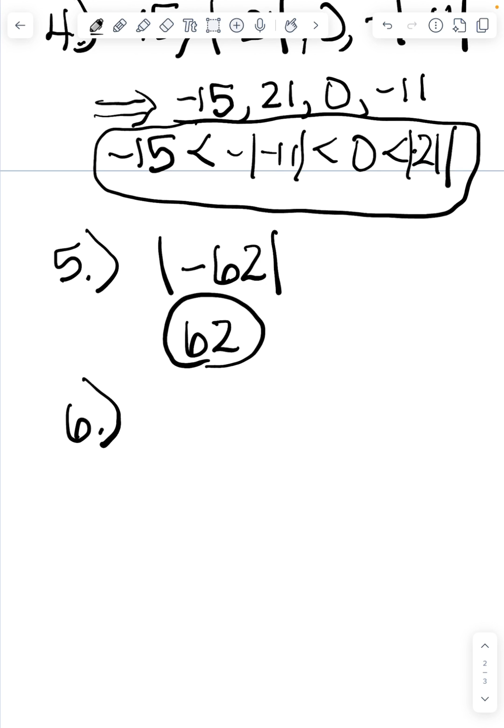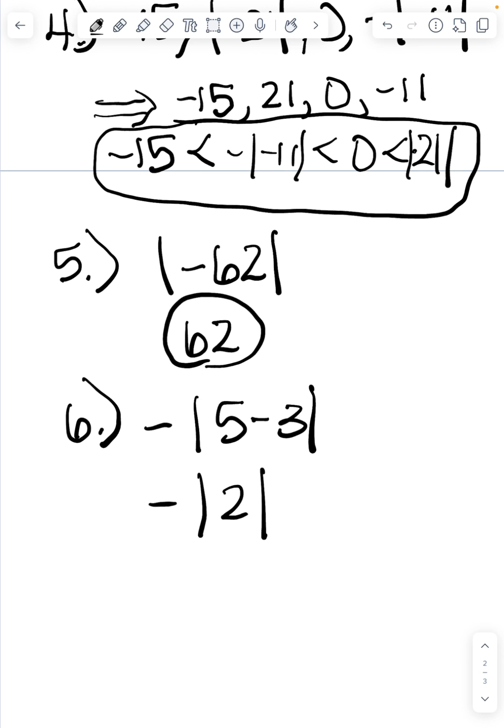Number 6, what is the opposite of the absolute value of 5 minus 3? So we're going to go to the inside first since we always do the grouping, inside the grouping first. I'm going to keep the negative out front. For now, I'm going to keep the grouping symbol, and I'm just going to do 5 minus 3, which is 2. Absolute value of 2 is 2, but we still have this opposite in front, which needs to stay in our answer.